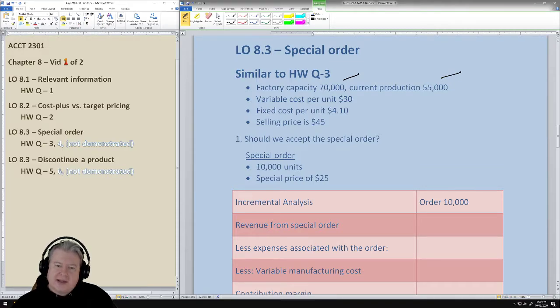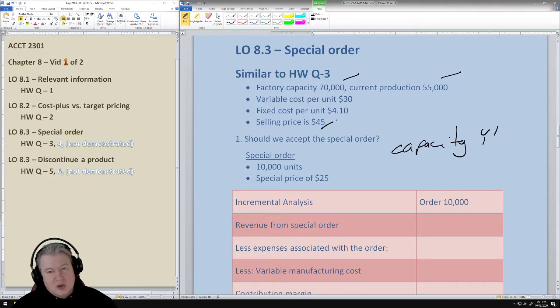A person walks in and says, hey, I want to order 10,000 units. Well, A, do we have capacity? And the answer is yes. They want to pay $25. Well, you say, our selling price is 45. I'm not gonna do that at all.